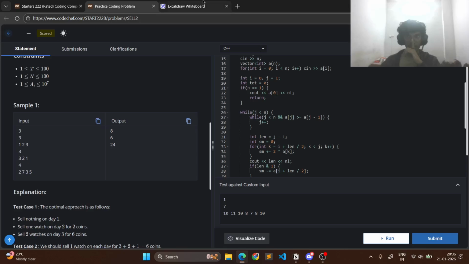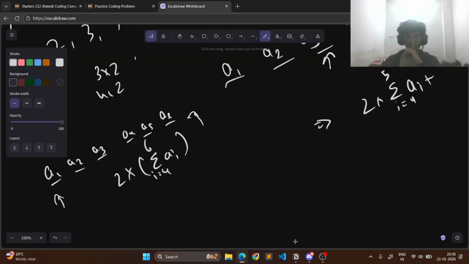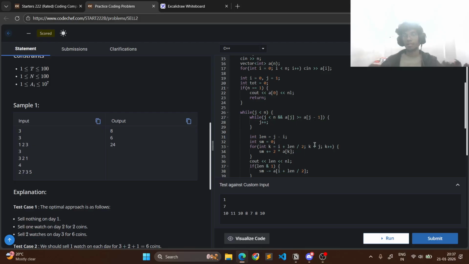Or maybe the approach is wrong. The approach cannot be wrong here. If there are two decreasing elements, I have a 5 and 2. Why would I want to sell over here? I'll just sell 1 over here and sell 1 over here. If these are equal elements, then what do you need to do? Then you can just keep on expanding. Yeah, right.